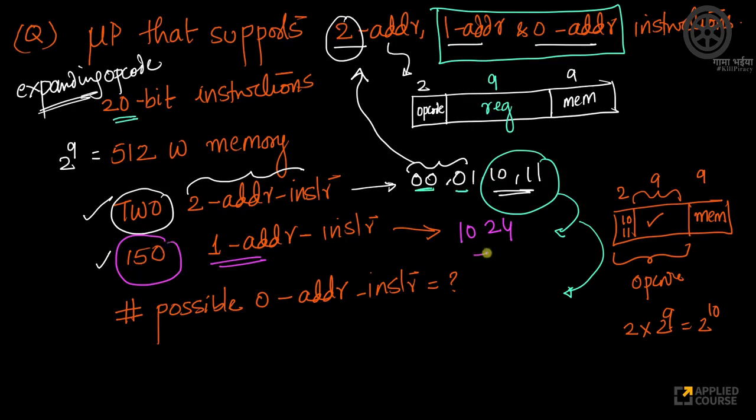So I have 1024 possibilities for 1 address instructions, but it says I have only 150 address instructions, which means how many possibilities are left? If I subtract 150 from 1024, I get 874, right? I am left with 874 possibilities.